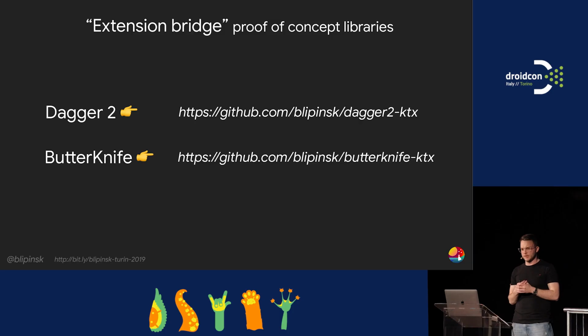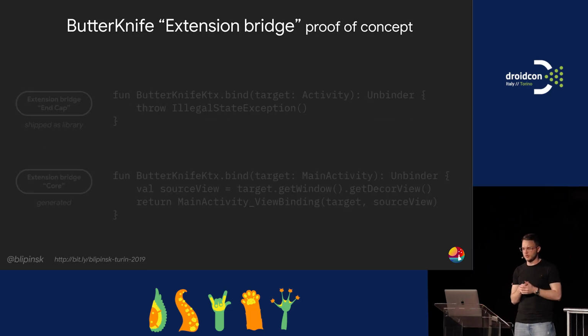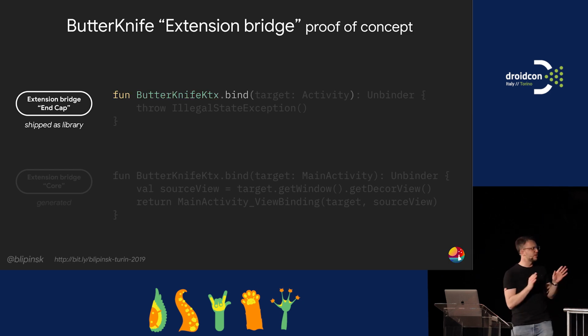To prove that this concept works, I created two libraries for the two libraries that I mentioned before, one for Dagger and one for Butter Knife. First of all, I would like to speak about Butter Knife to explain the concept even more. There are two things you have to think about. First of all, the end cap, the thing that is shipped as a library. You can refer to it right after you include it in your project. No need for code generation. That's just a simple extension function on, let's say, an artificial object, but don't worry about it right now.